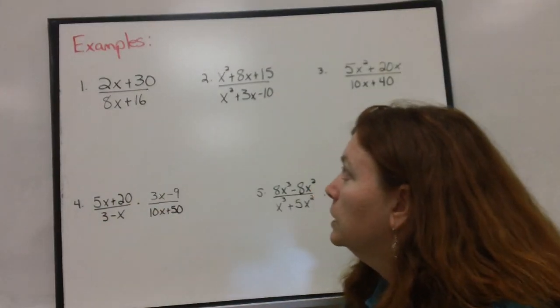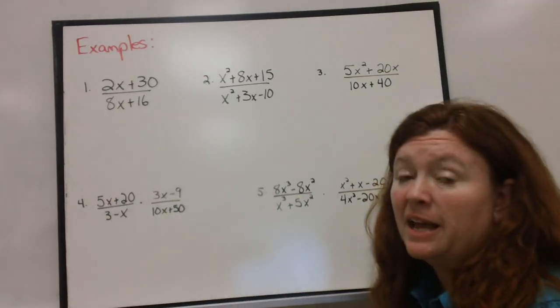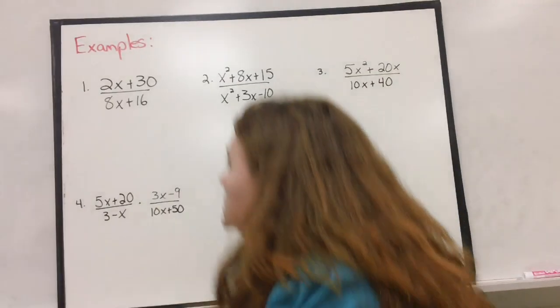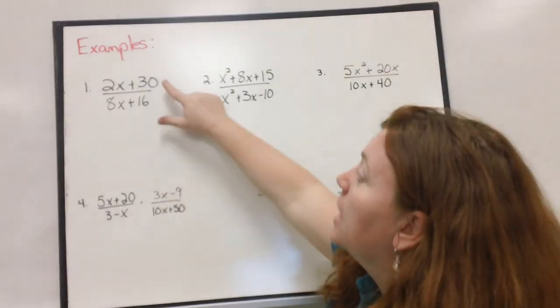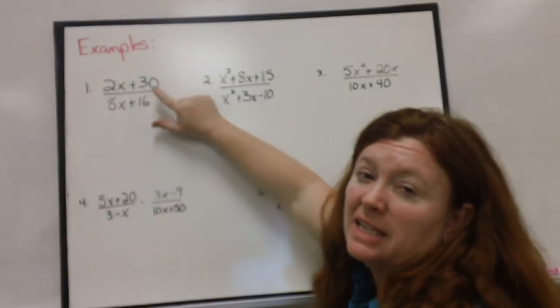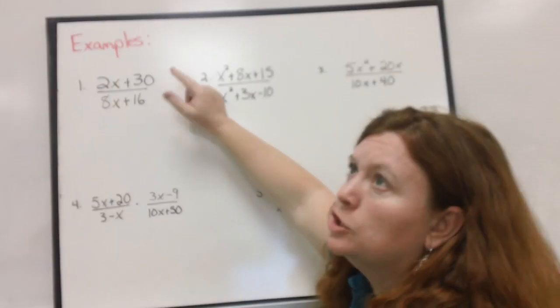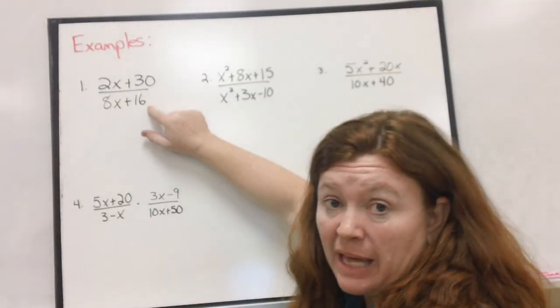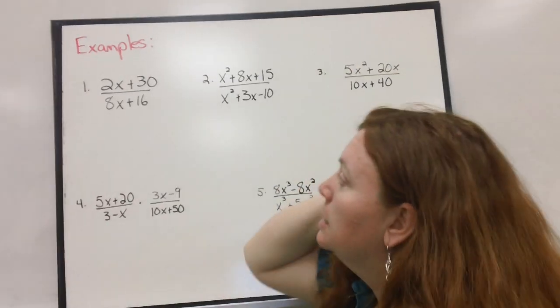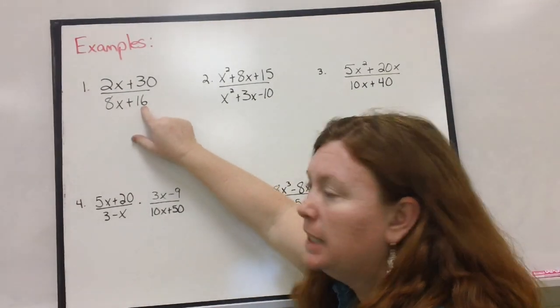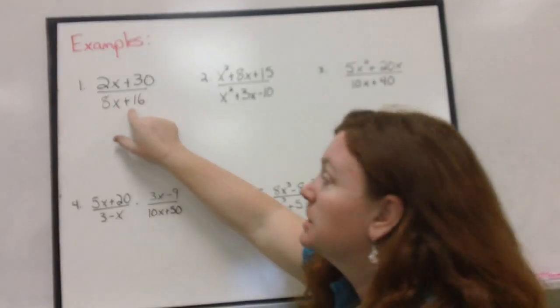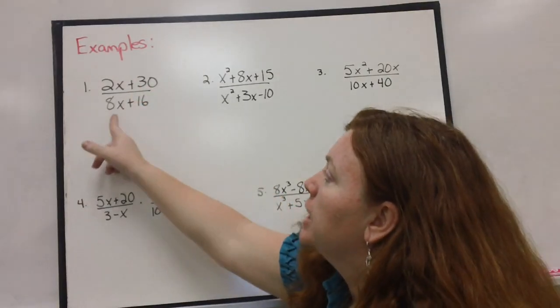Examples. 2x plus 30 over 8x plus 16. The first thing I do is I cannot cancel this 30 and this 16. I could divide them both by 2, but you're not allowed to do that right now because that 16 is a piece. It is chained to the 8x. That plus sign and that plus sign chains those two together.